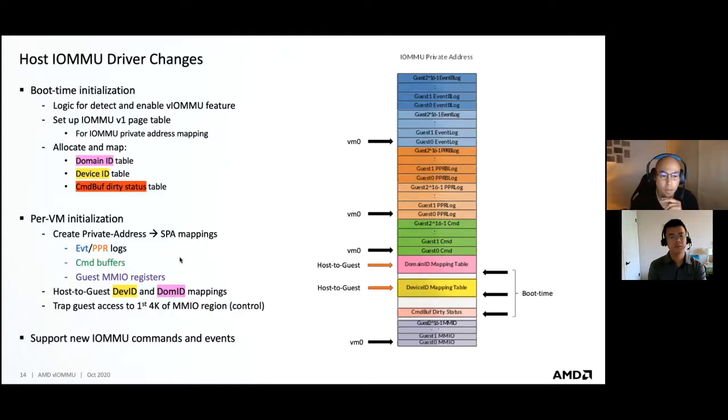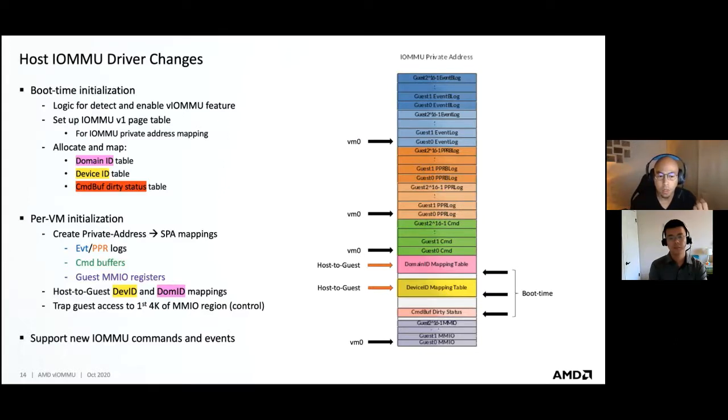Then we have the per-VM initialization code that is going to be used when we launch the VM. Basically, it needs to create mappings for the private address to the SPA mapping. That's the black arrows shown here, for the event and PPR log, for the command buffer, and for the guest MMIO registers. Also, we need to do host to guest mapping for the device ID and the domain ID.